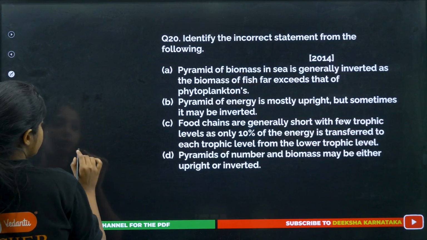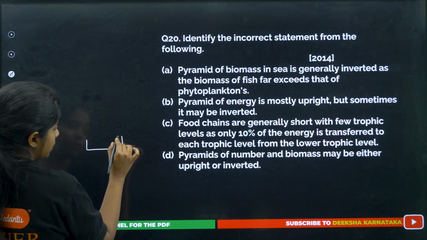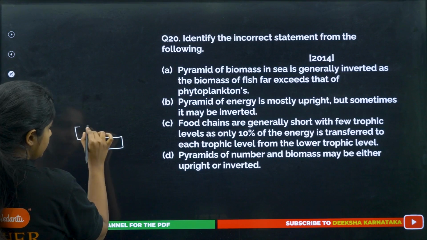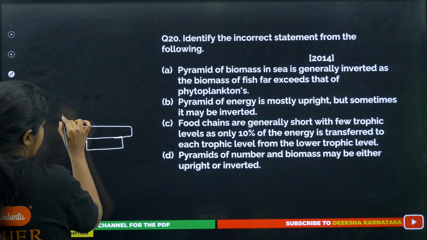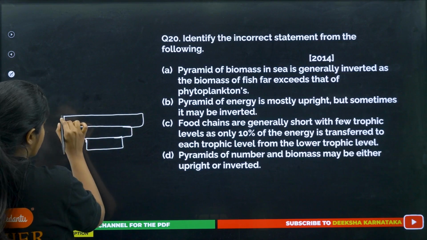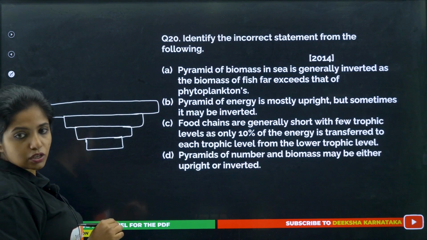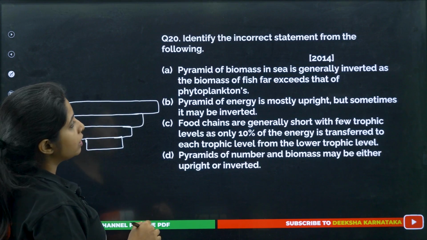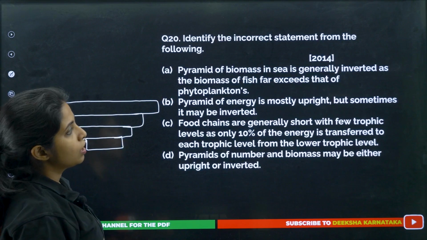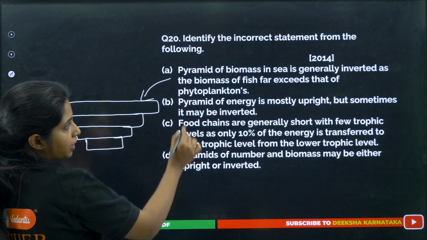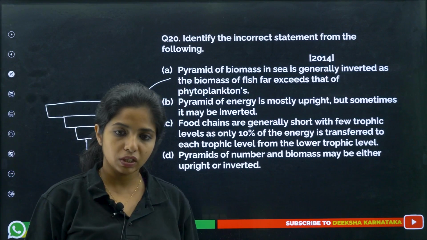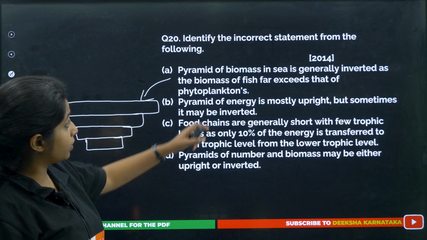So, pyramid of biomass will look like this. Phytoplanktons will have less biomass, zooplanktons more than that, then small fishes more than that, and large fishes more than that. You get it? So, pyramid of biomass in sea is generally inverted as the biomass of fish far exceeds that of phytoplanktons. Cool. Now, pyramid of energy, okay, this is correct.